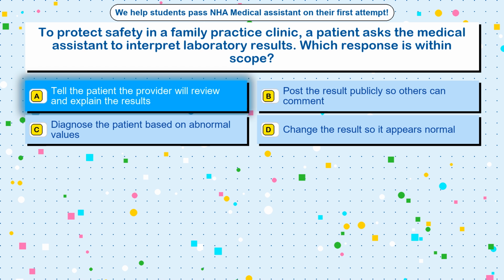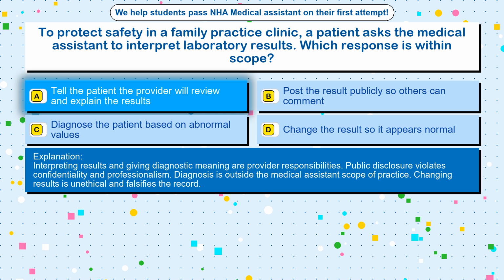Tell the patient the provider will review and explain the results. Interpreting results and giving diagnostic meaning are provider responsibilities. Public disclosure violates confidentiality and professionalism. Diagnosis is outside the medical assistant's scope of practice. Changing results is unethical and falsifies the record.